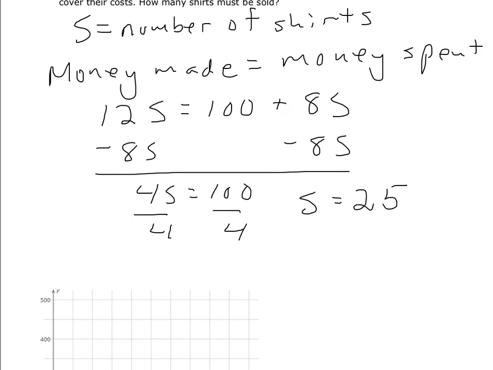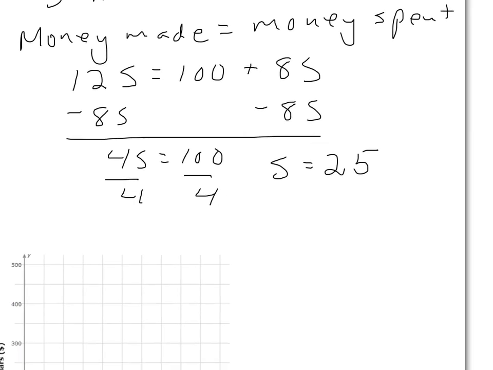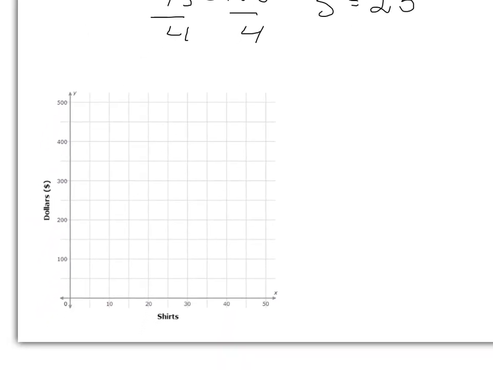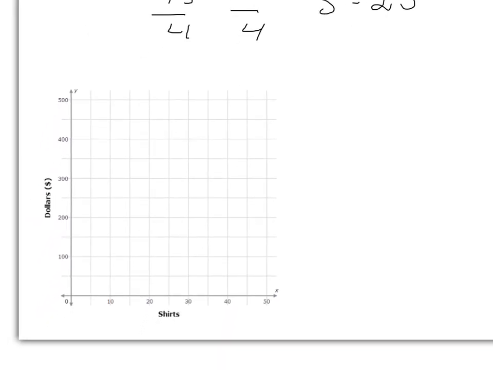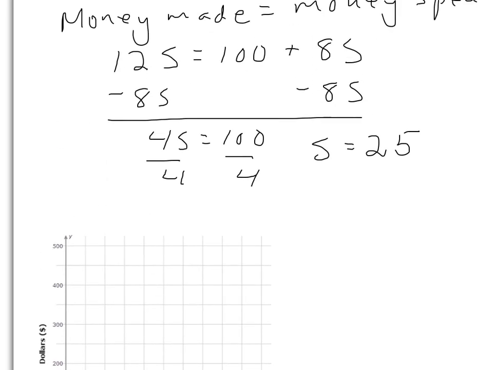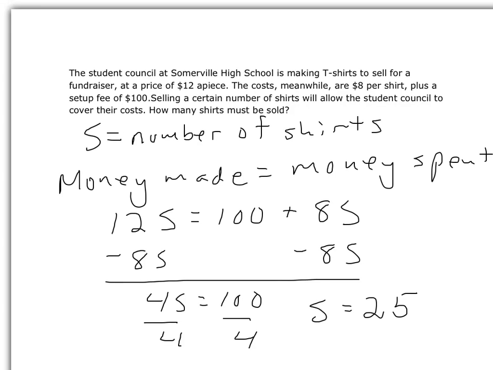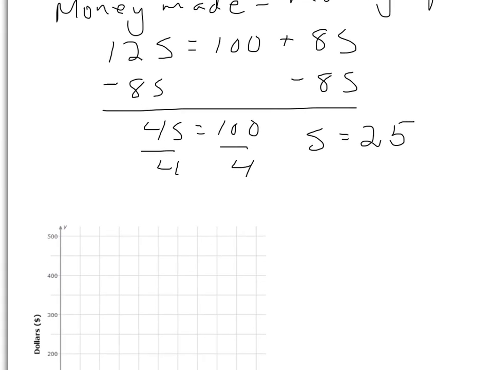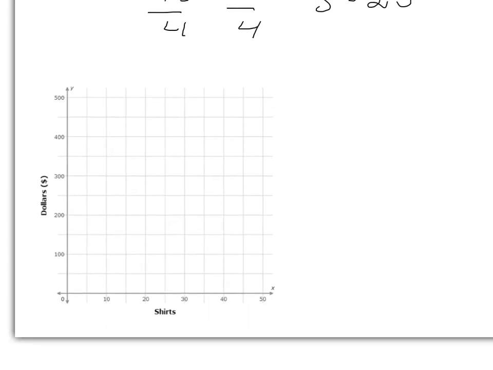We can also think about this using a picture. So I'd like to look at the dollars I spent compared to the shirts that I made. So let's see, let's go back and look here. I was making $12 per shirt. So I can write an equation. The dollars made from shirts equals 12 times the number of shirts.